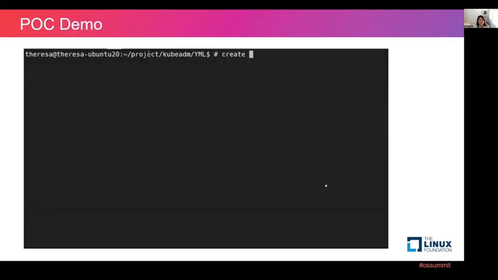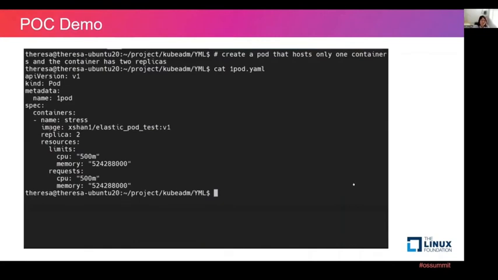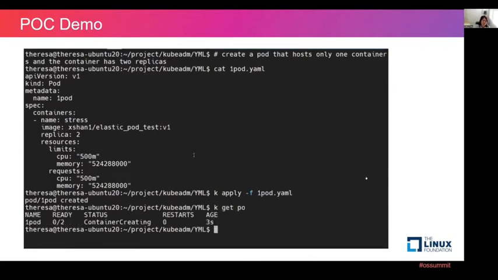Then let's quickly go through the demo. Firstly, we are going to create a pod that hosts only one container, and the container has two replicas. Let's take a look at the pod spec. As you can see, a replica value is specified here, and the value is 2, meaning that 2 instances of the container will be running in the pod. Then let's try to create the pod. Check the pod status.